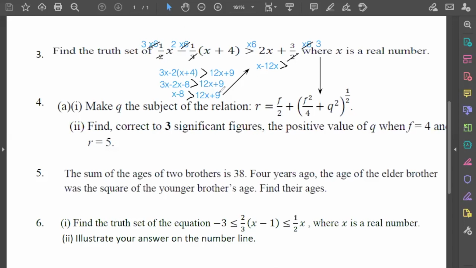Good. So the 9 is already here. So 9 plus 8. Are you okay? 9 plus 8. So this is what I have. Good. Now let's see. What is x minus 12x? What value do we have?